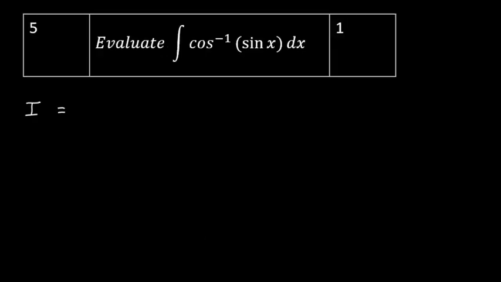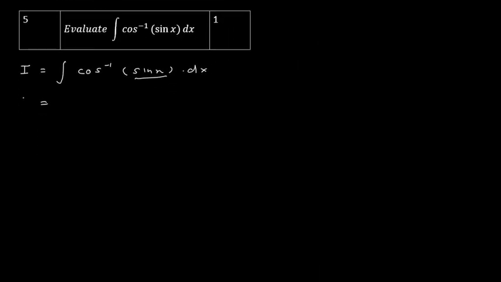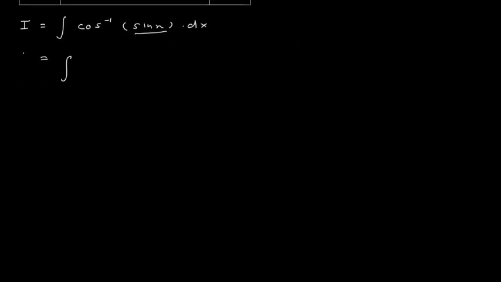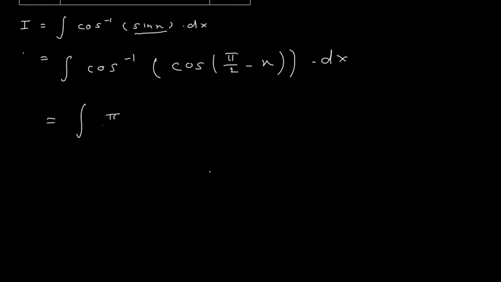I is equal to integration of cos inverse sin x dx. Now here what can we do? We can write this sin x as cos of 90 minus theta. So this sin x will be cos of pi by 2 minus x, into dx. So this cos inverse cos will cancel and I have pi by 2 minus x into dx.